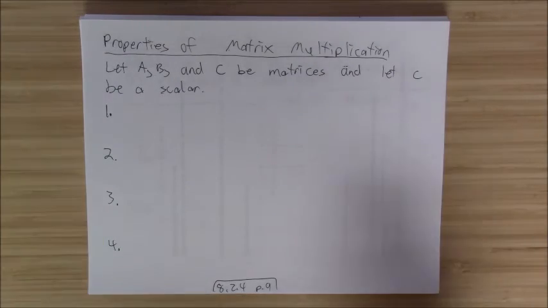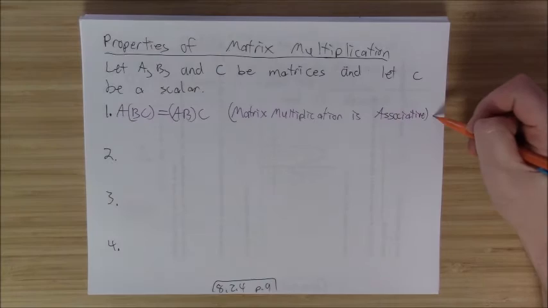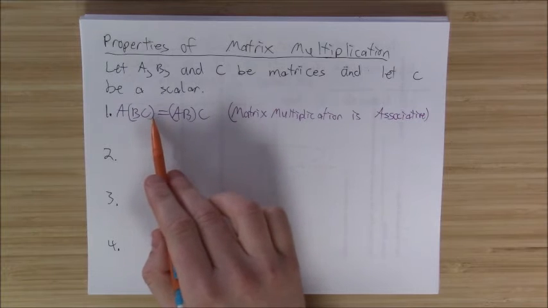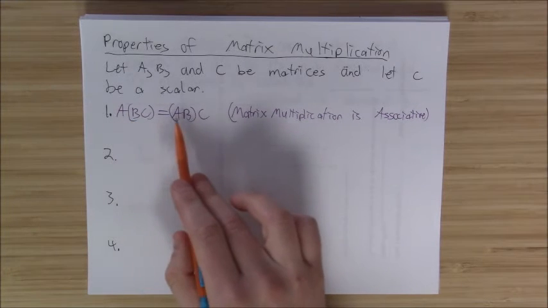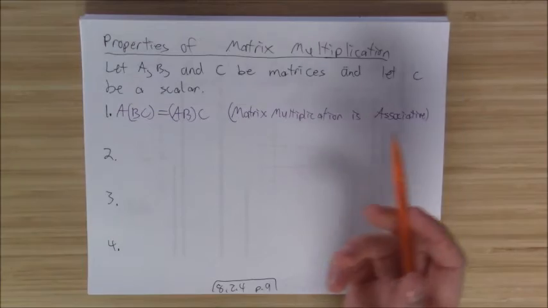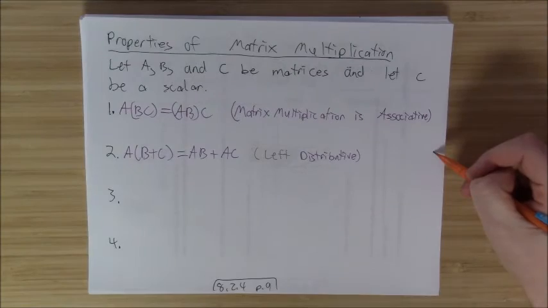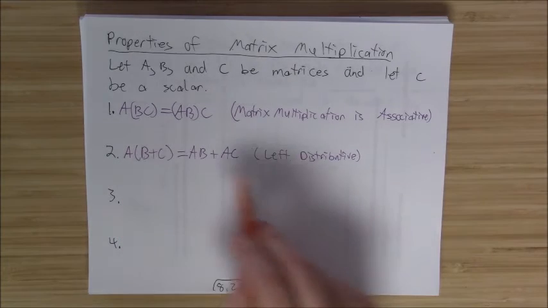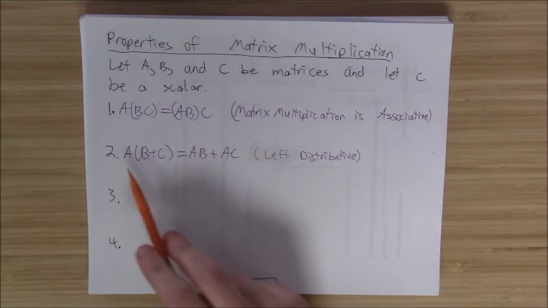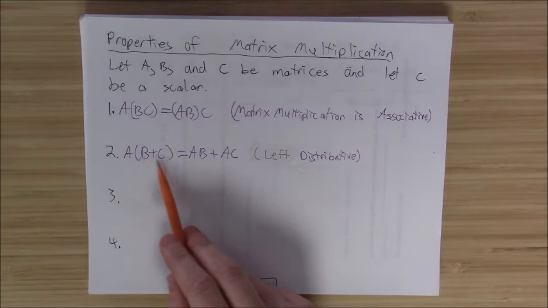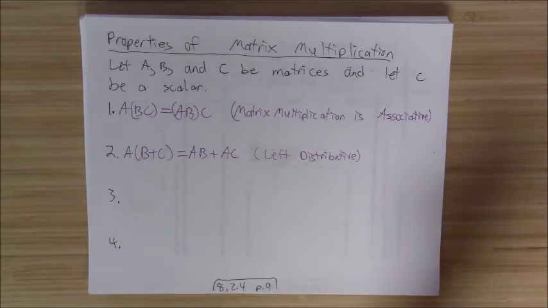In a similar manner, we have several properties that follow for matrix multiplication as well. Namely, if A, B, and C are matrices and c is a scalar, then matrix multiplication is associative. Namely, if we do B times C, then put A on the front, we get AB times C. We also know that matrix multiplication distributes on the left. When we multiply by A on the left into an addition, it distributes into the addition.